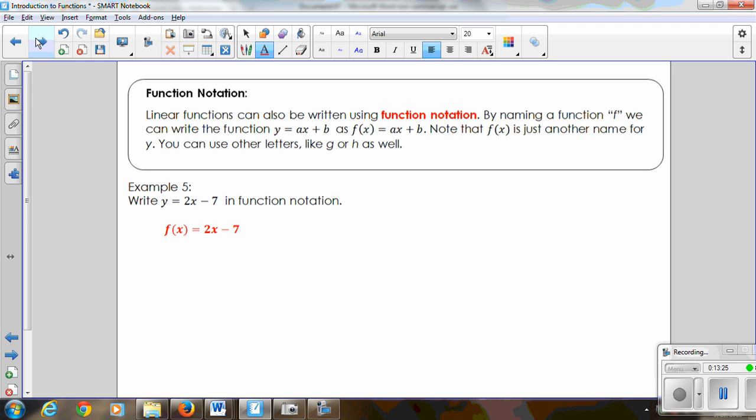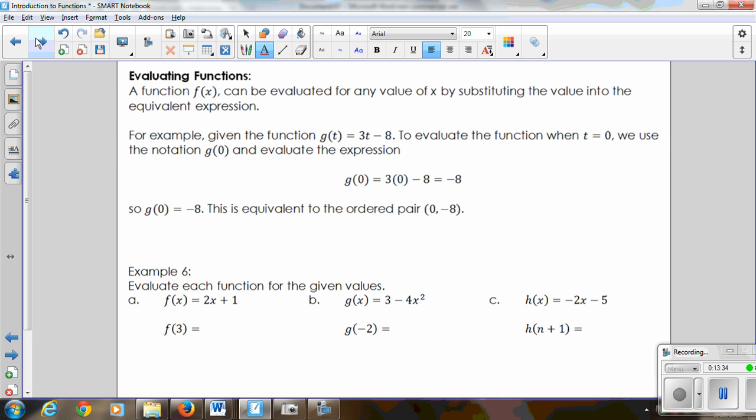And that's now written in function notation. The nice thing about using function notation is that it's a little bit easier if we want to evaluate the function for different values. So evaluating functions is essentially when you're substituting in a value for x into the equation and then simplifying it.